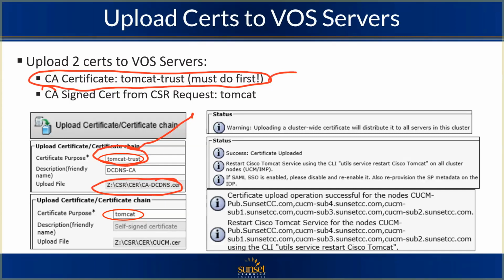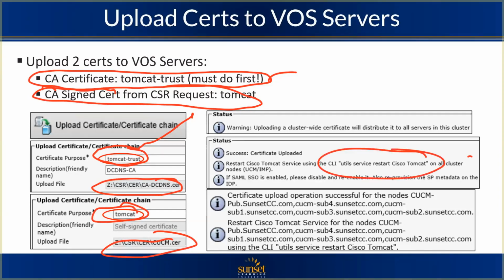And you also have to have the signed certificate from the certificate authority server. That gets uploaded as a Tomcat type. And here's the file from there. Notice that after we upload those, we've got to restart Cisco Tomcat. Information tells us here somewhere along the way to do that. So that takes care of all of our voice operating system servers, call manager, CUIC, Finesse, live data, et cetera, et cetera, et cetera.